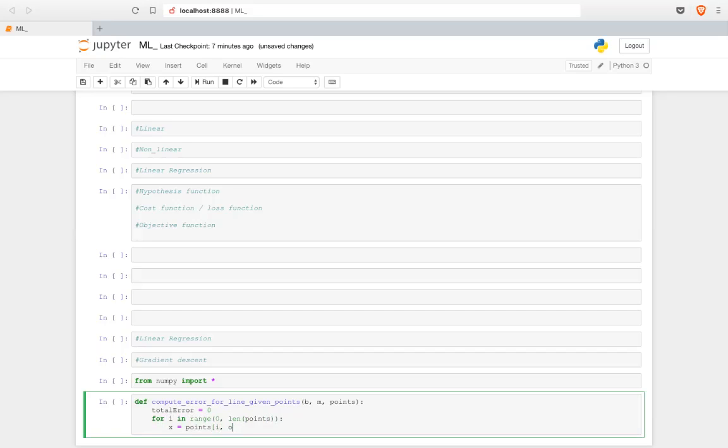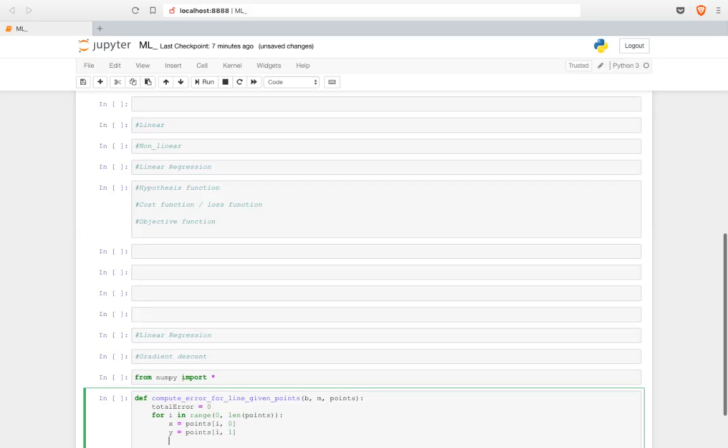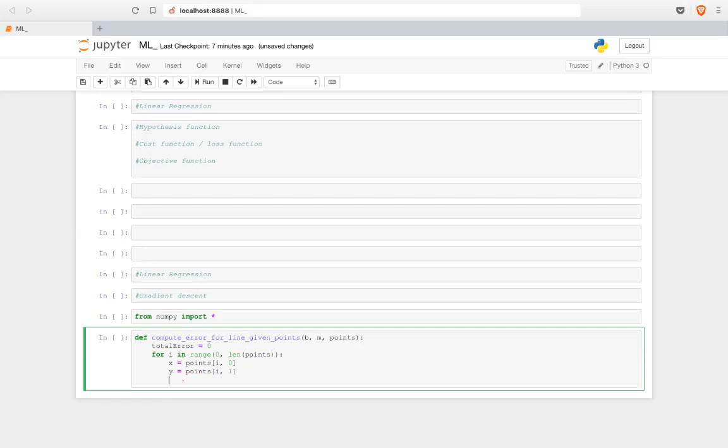So this is the X, and I'll have my Y as well. Right. So again, I have the Y. So it'll give me the same thing. So it has to be the Y. So after the X and the Y, basically calculate the total error.